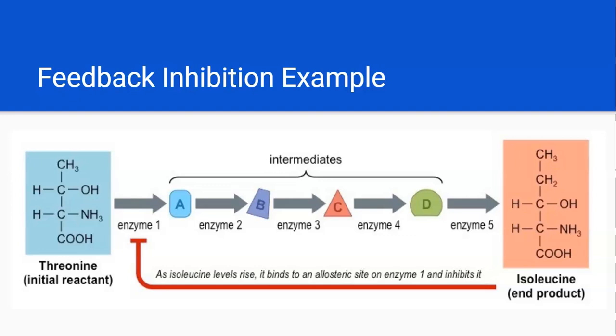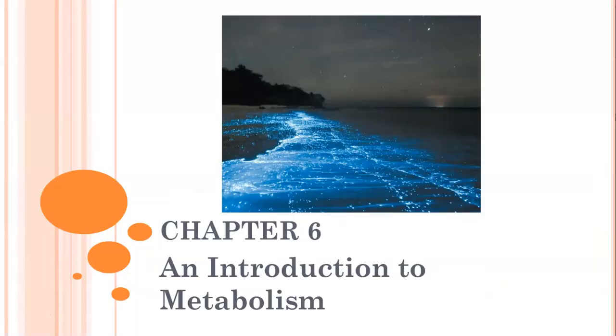Then as isoleucine decreases, well, then it's not going to be able to inhibit anymore, and then you can go through the whole pathway. So it's a way to control the amount of products that you're making. When it's in high supply, it shuts down the pathway. When it's in low supply, it allows the pathway to continue.